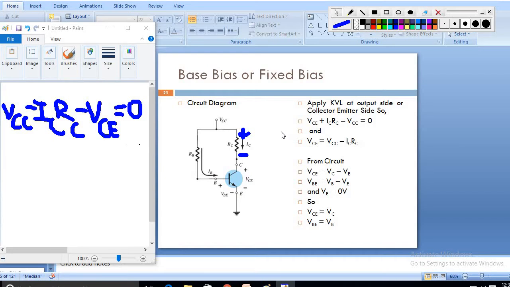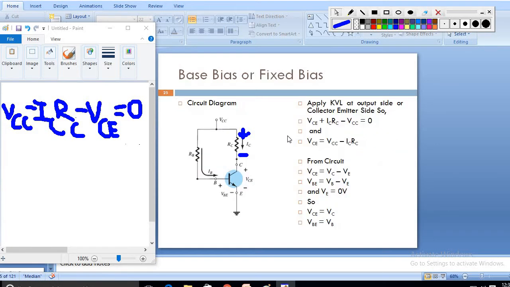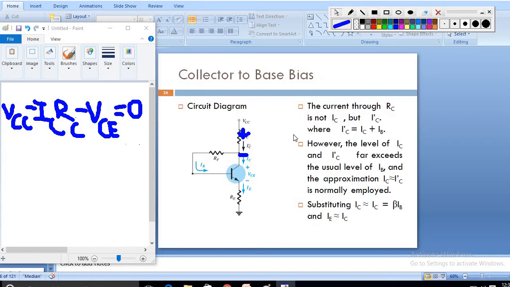Okay, so coming to the next circuit, that is the collector to base bias. See here, this is what the collector to base bias circuit looks like. This is the circuit diagram of the collector to base bias. The polarities remain the same for all resistors, positive and negative, like that.